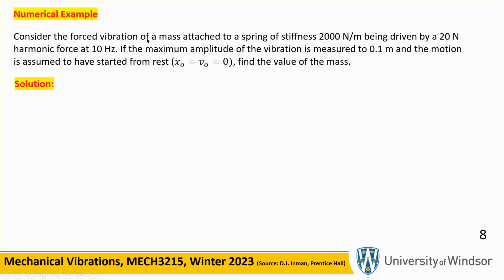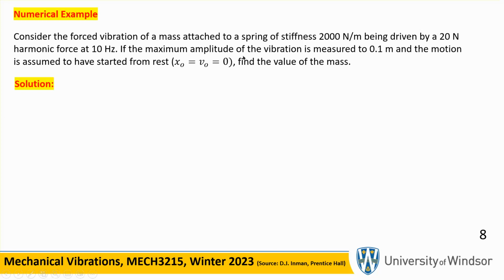We have a forced vibration. Obviously, we are doing harmonic loading, okay? It's attached to a mass of stiffness 2000 Newton per meter. So here, this is K. Mass, of course, we don't know. And this is driven by a harmonic load of amplitude 20 Newton. So this 20 is your F naught, big F naught, and the driving frequency is 10 hertz.